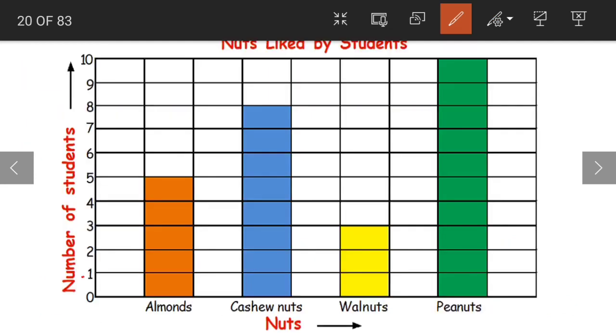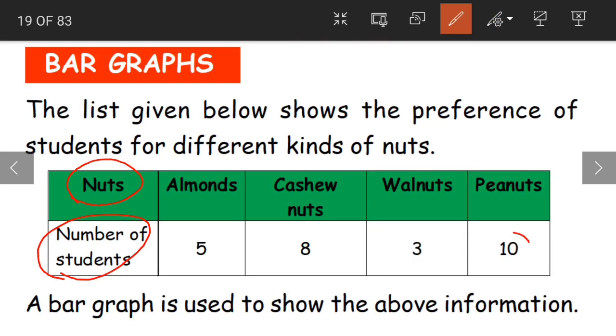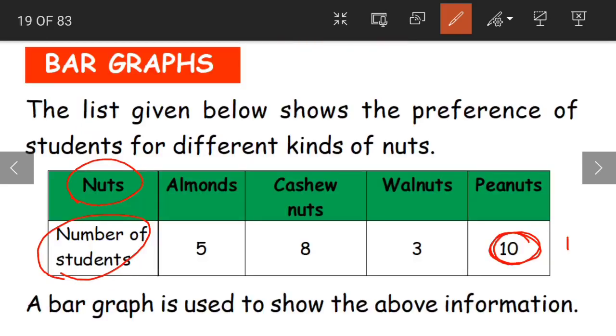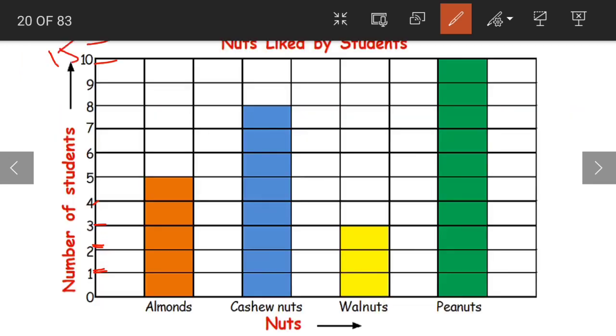See, for students we always start with 0. 0, 1, 2, 3, 4, 5, 6, 7, 8, 9, 10. Now these numbers depend on the number of students we have. We are having a maximum of 10 students, so we have gone one number at a time, 1, 2, 3, 4 till 10, children. Suppose if I have till 15, then I have to go till 15 here. Understood?